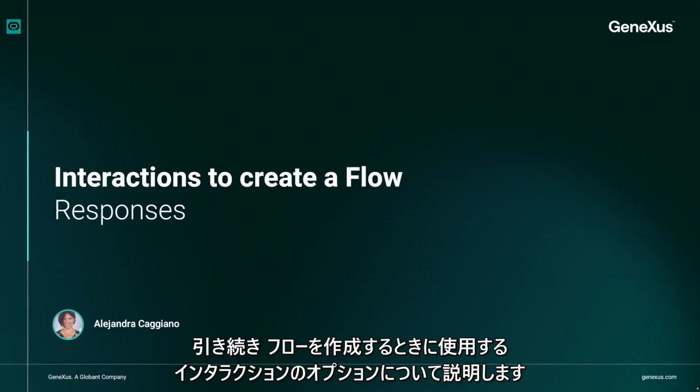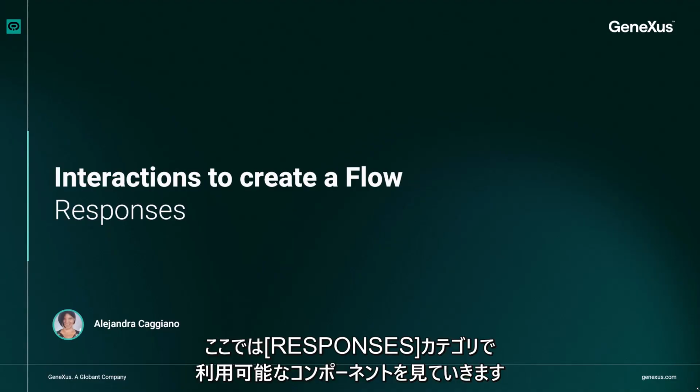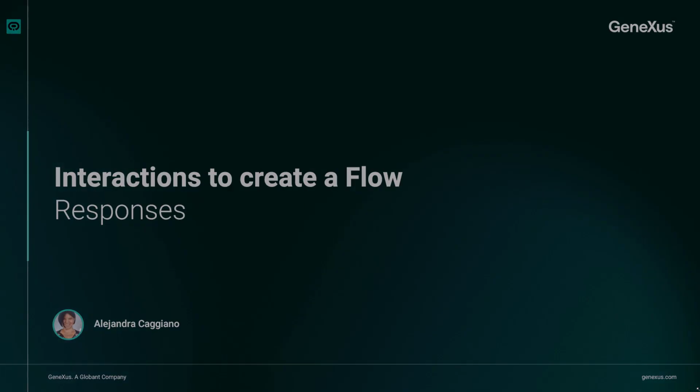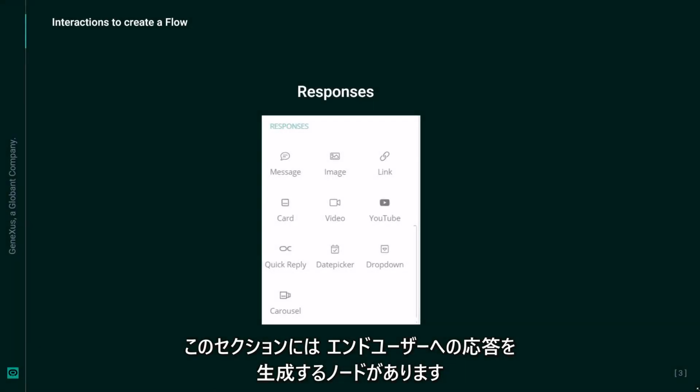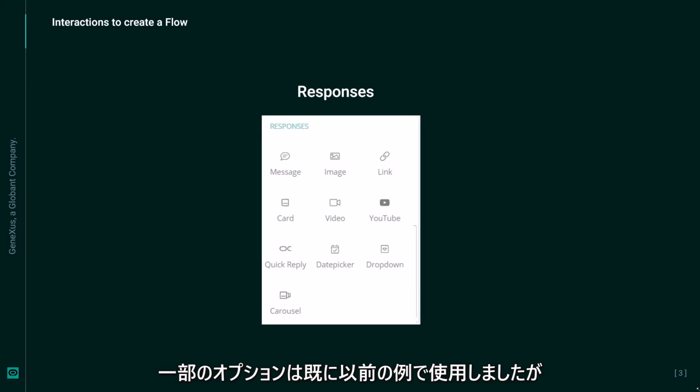Continuing with the interaction options when creating a flow, we still have to see the available components under the responses category. This section contains the nodes responsible for generating responses for the end user. Some of these options have already been used in previous examples, but it is worth reviewing them and learning more.